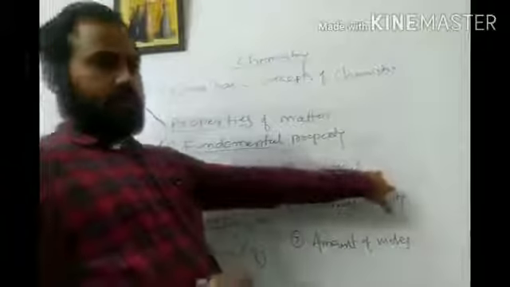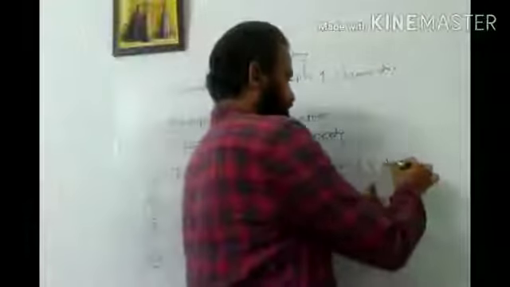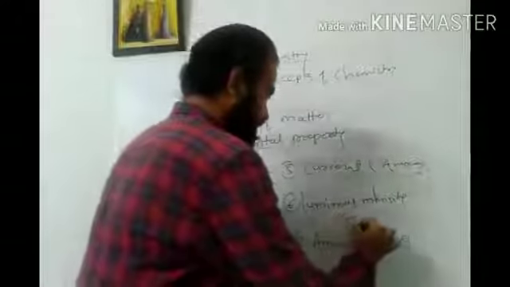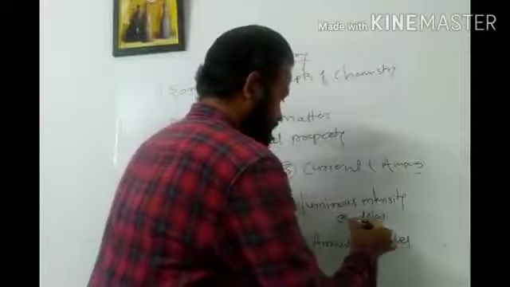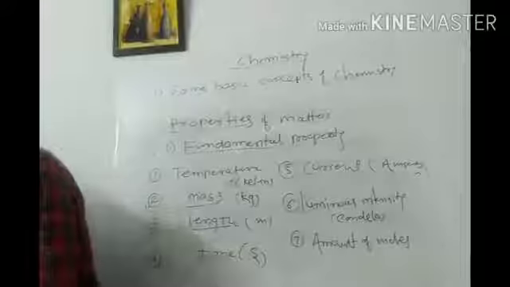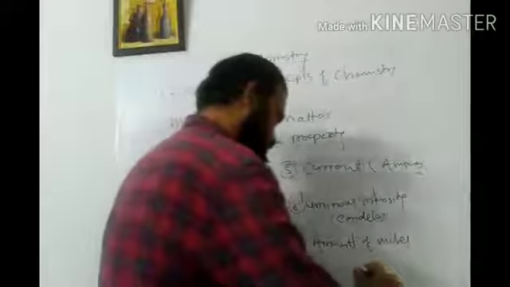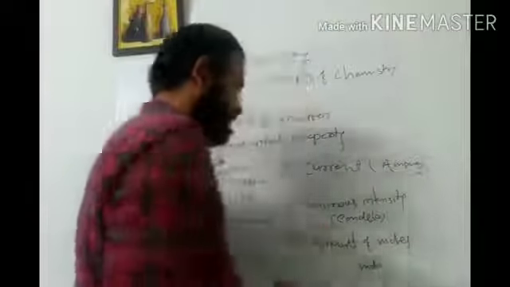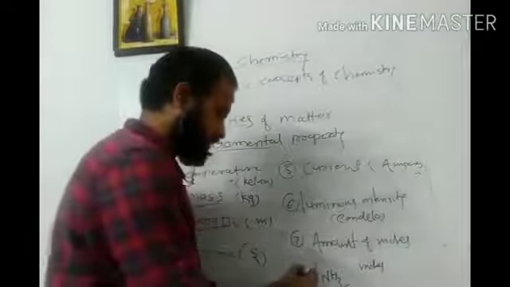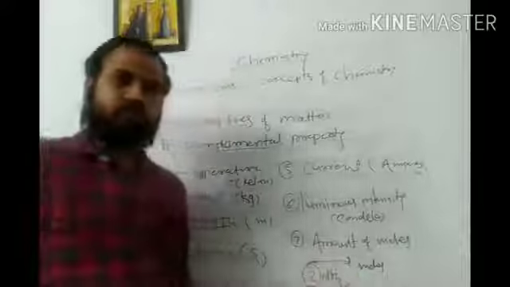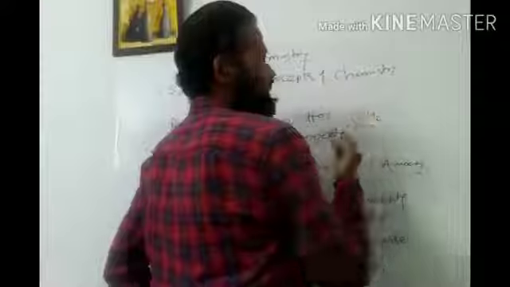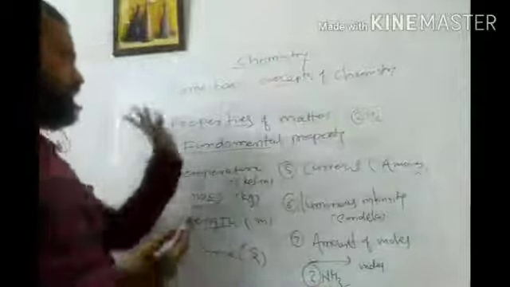Then current is generally measured in ampere. The unit of luminous intensity is candela. And lastly, amount of moles is generally measured in moles, isn't it? So for example, if I am having 2 moles of ammonia, then I can say this is moles. Or 2 H2, what does it mean? This 2 is nothing but the moles. So these are the 7 fundamental properties.